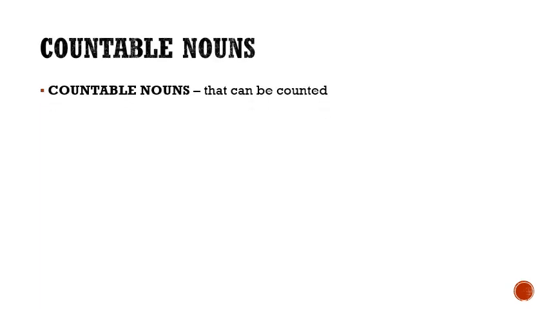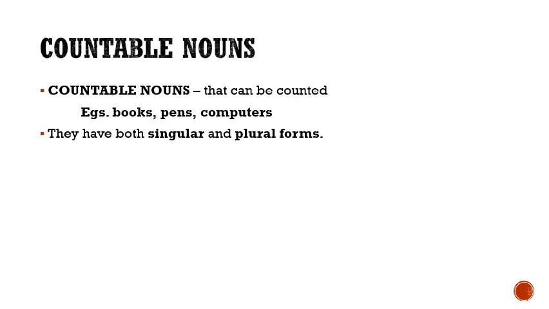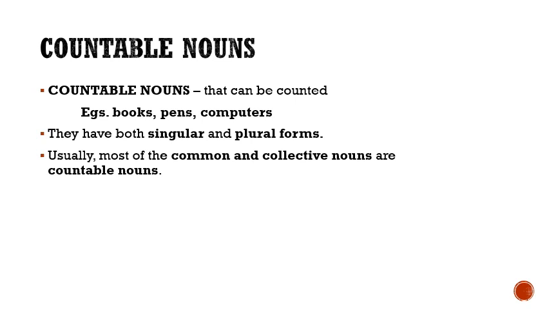Now let's see what are countable nouns. Countable nouns, as the name suggests, are the nouns that can be counted. Example: we can count books, we can count pens, computers, etc. So, such kind of countable nouns will have both singular and plural forms. Usually, most of the common and collective nouns are countable nouns.